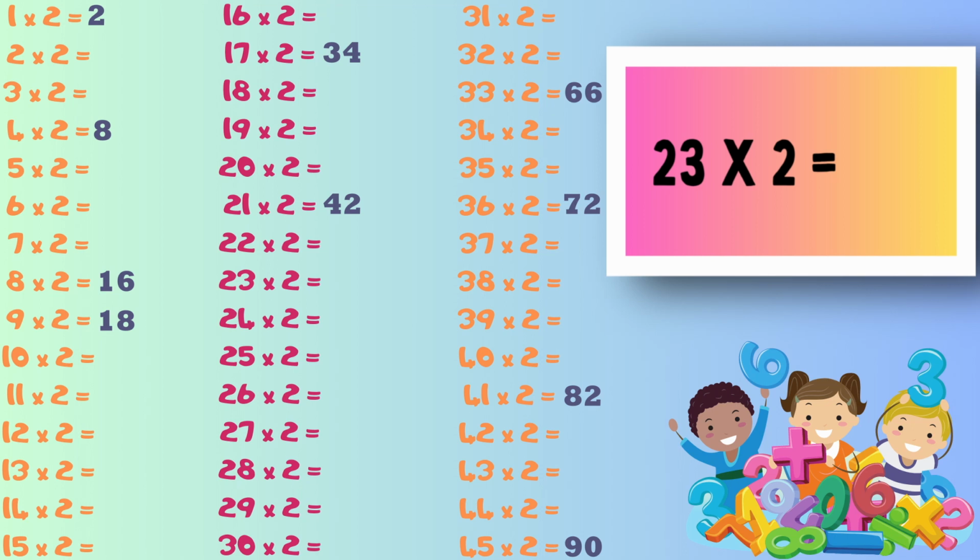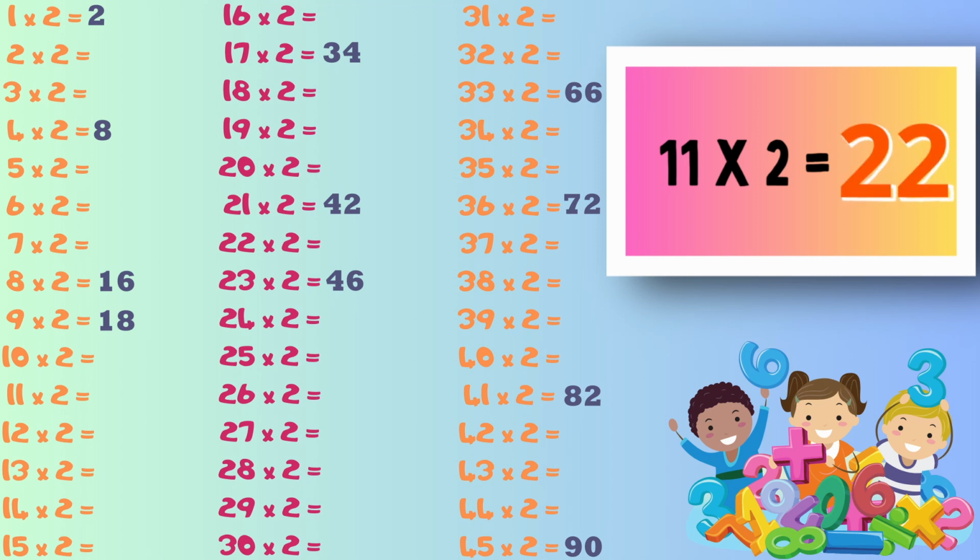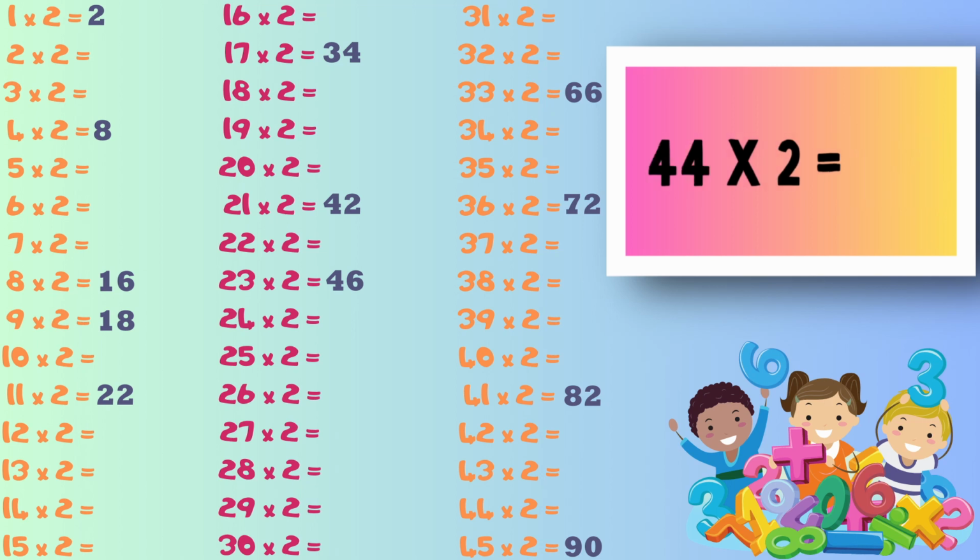Oh, bit of a tricky one now. 23x2 equals 46. Next up is 11x2 equals 22. Next we have 44x2. The answer is 88. Now 2x2. This equals 4.